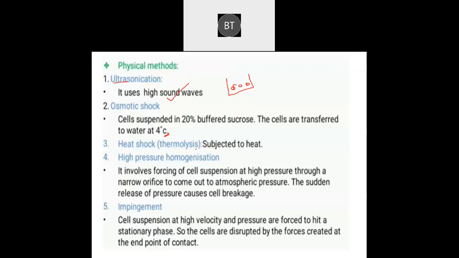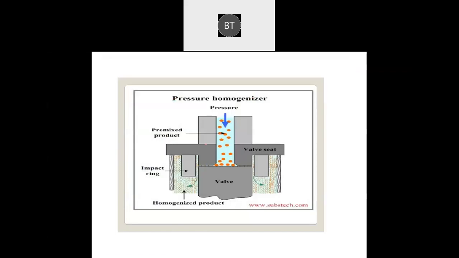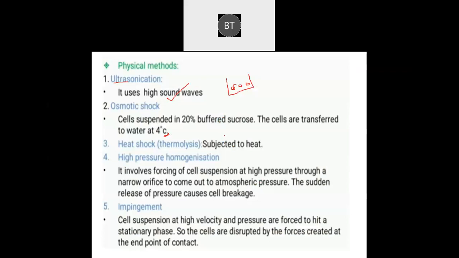Next, we can use even high pressure homogenization. First, we look into the theory part of it. What is meant by high pressure homogenization? It involves forcing your cell suspension at a high pressure through a narrow orifice to come out to atmospheric pressure. The sudden release of pressure causes the cell breakage.